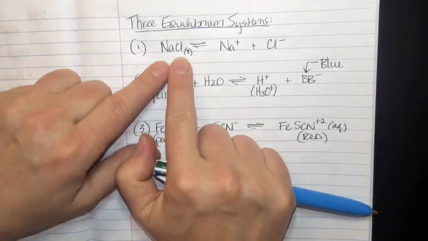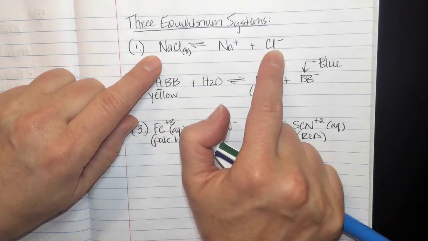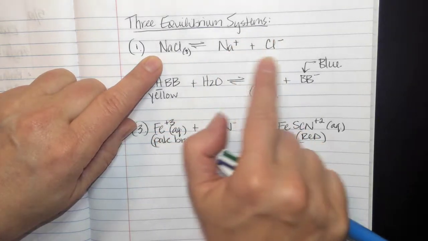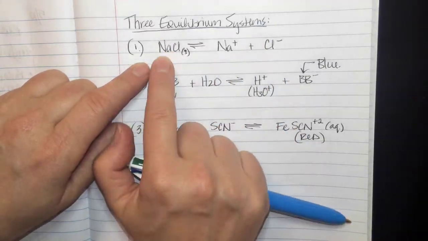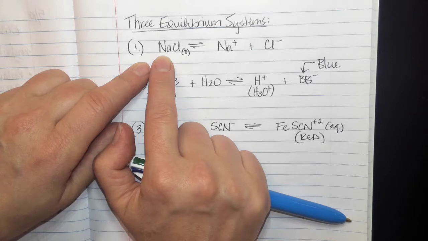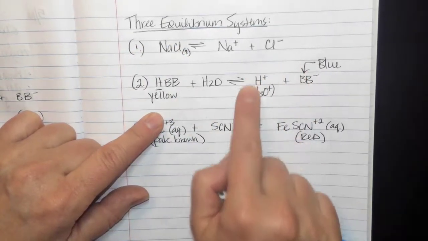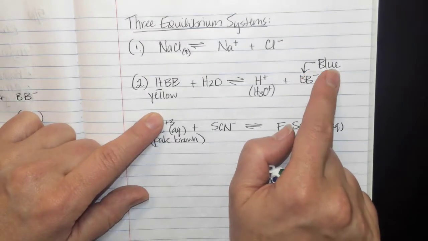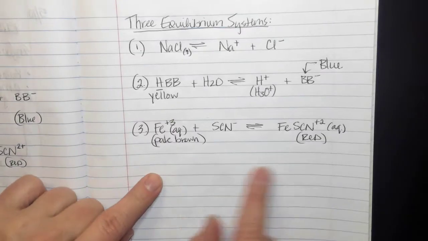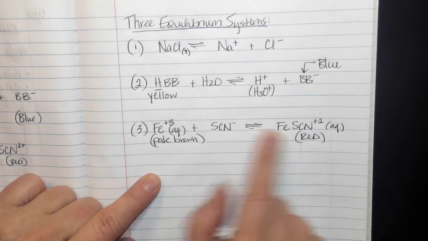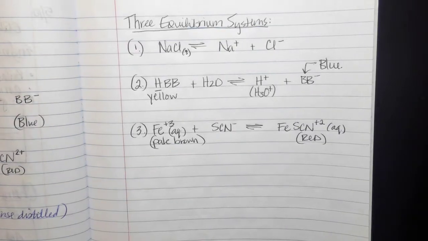Okay, so at equilibrium, I have sodium chloride salt crystals and ions. If this side of the reaction is favored, it's going to look like water. If this side of the reaction is favored, what will I see forming? Salt crystals. If this side of the reaction is favored, what color will it be? If this side of the reaction is favored, what color will it be? All right, if this side is favored, it will be red, and if this side is favored, it will turn yellow brown.